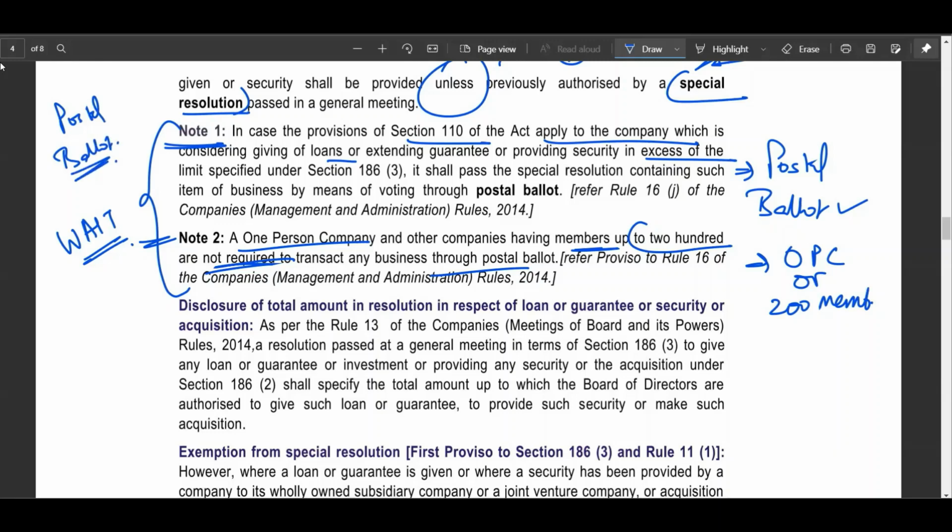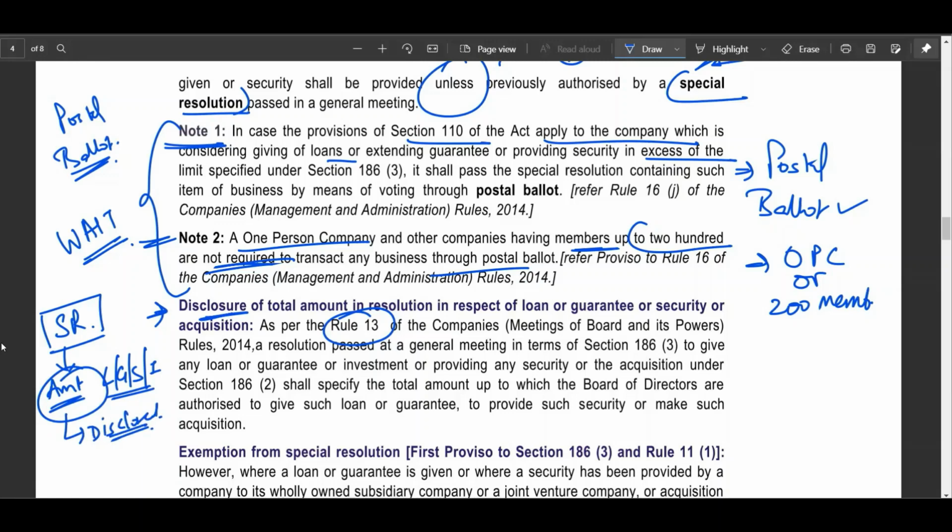When is postal ballot required? All right. So now there is a rule number 13 which talks about the disclosure of total amount in resolution. It just says that if a special resolution is passed, then the special resolution should contain the amount up to which a loan, guarantee, security, or investment can be made. So the amount needs to be mentioned, disclosed.